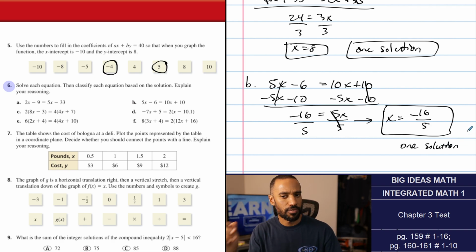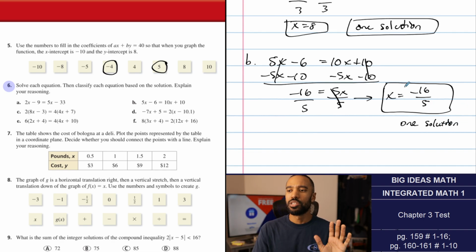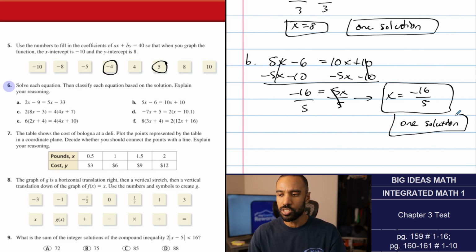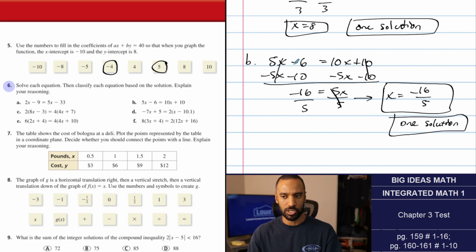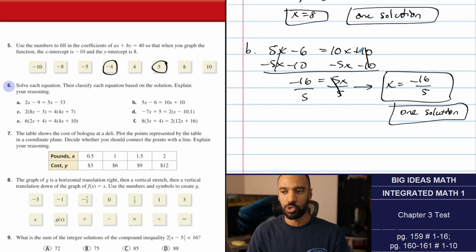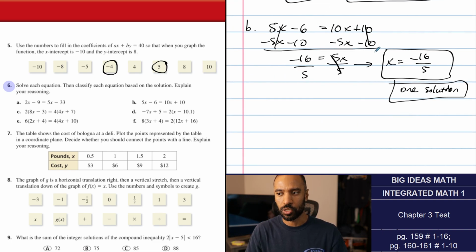Is that what they mean by classify the solution, though? But anyway, it's the only one. To explain the one solution thing, guys, this is the only value for x that's going to make this equation true. Right? That's what the one solution means. It's not just this is why it's one solution, but that's what one solution represents.